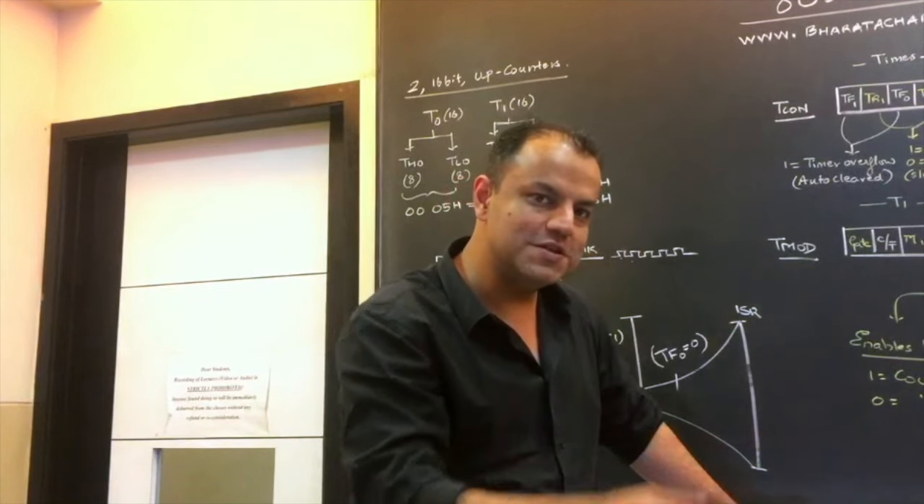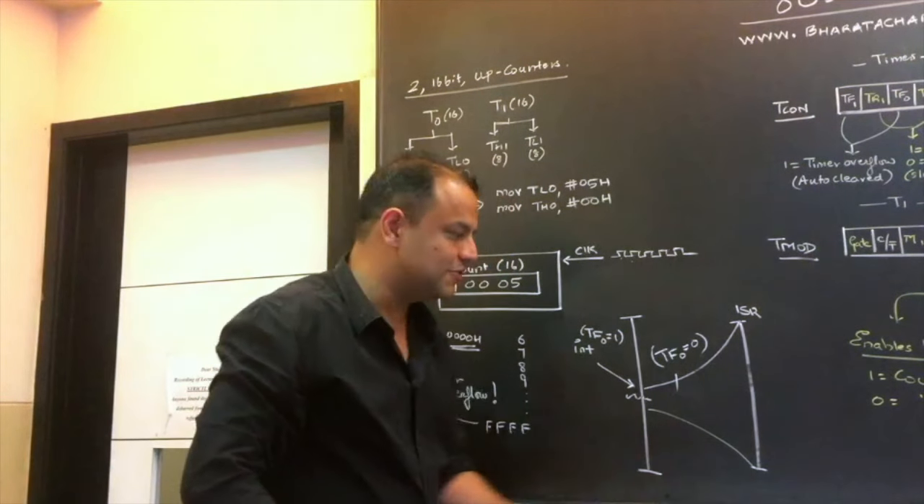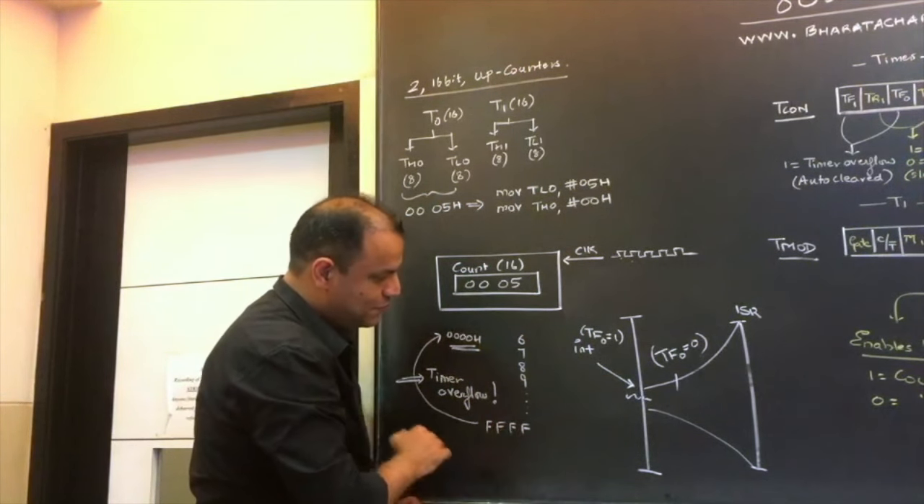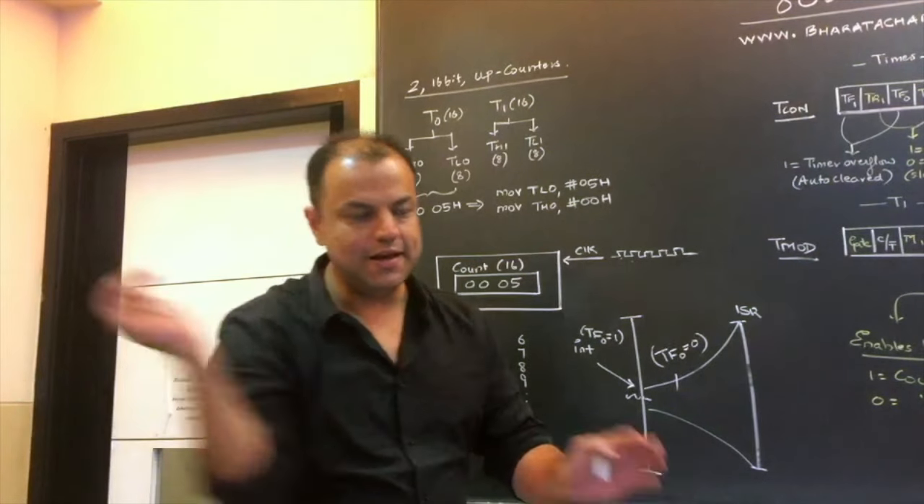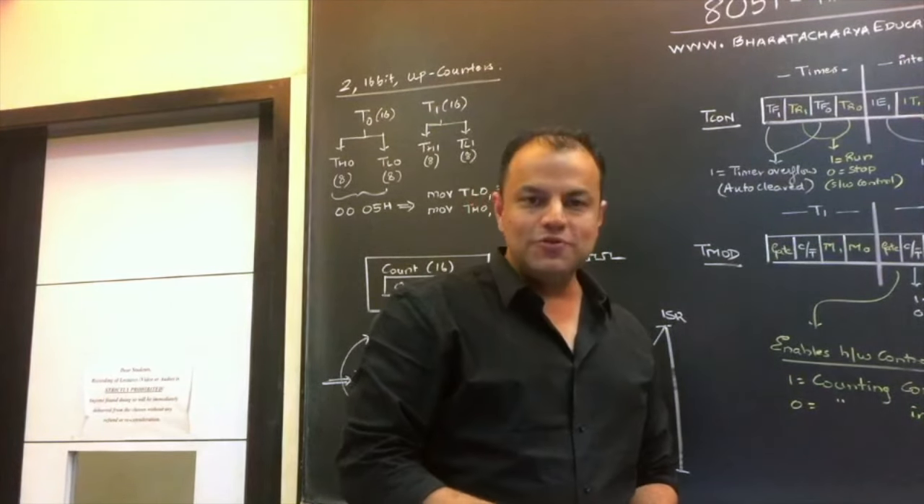When the timer finishes counting, the timer will send an interrupt to the processor. Please tell me, did you understand this? So the moment the timer finishes counting, it will send an interrupt telling the processor that the counting is over. Are you clear?